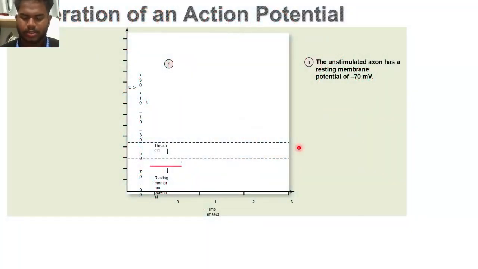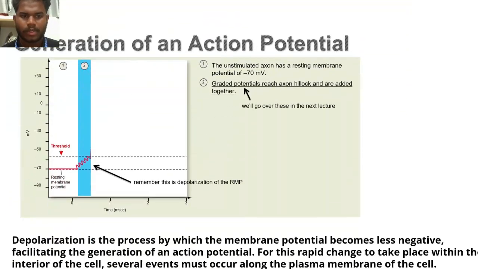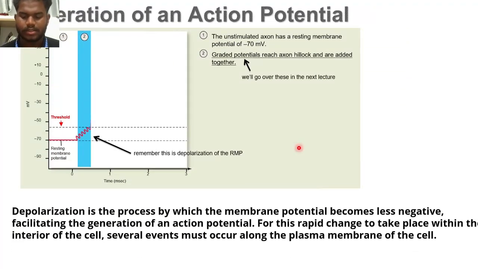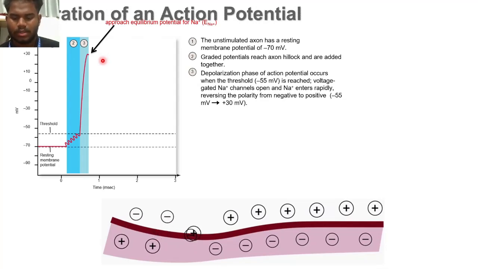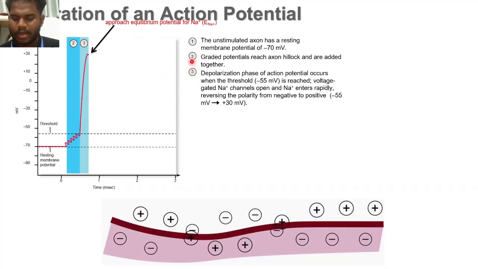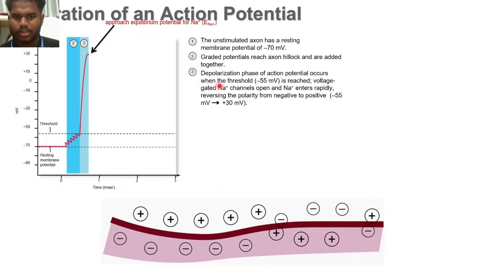Resting potential. The neuron membrane is polarized with more negative ions inside. Depolarization. A stimulus triggers the voltage-gated sodium channels to open. Depolarization is a process by which the membrane potential becomes less negative, facilitating the generation of an action potential. For this rapid change to take place within the interior of the cell, several events must occur along the plasma membrane of the cell. So, sodium influx. Sodium ions rush into the neuron, reversing the membrane potential.